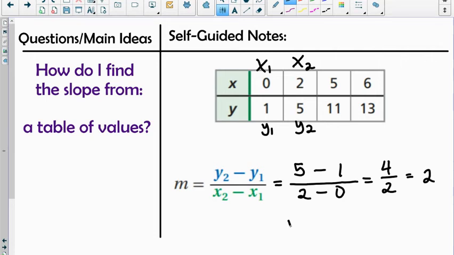Now you may notice that the slope formula includes the letter m. We use the letter m to represent slope. So rather than writing the word slope equals 2, we can just say m equals 2.